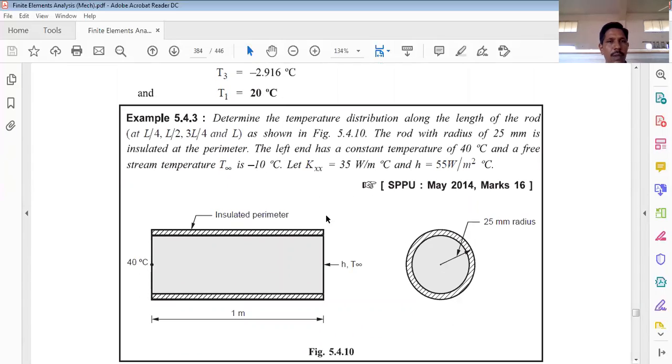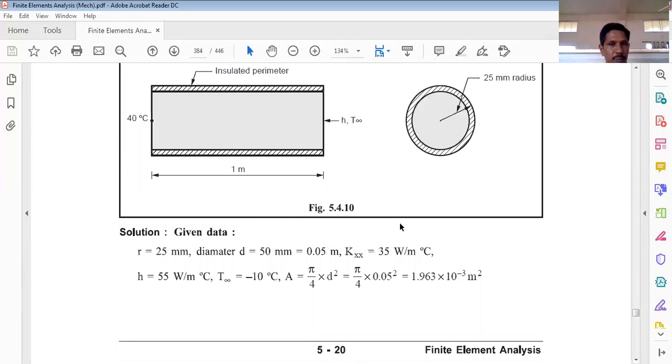Now, the next problem: determine the temperature distribution along the length of the rod at L by 4, L by 2, 3L by 4 and L, as shown in the figure. So there is a tube-like structure. The rod with a radius of 25 mm is insulated at the perimeter. So the outer surface is completely insulated, meaning that h is equal to 0. The left end has a constant temperature of 40 degrees centigrade and the free stream temperature T infinity is minus 10 degrees centigrade at the right side. Kxx is 35 watts per meter degree centigrade, and h is equal to 55 watts per meter per degree centigrade.